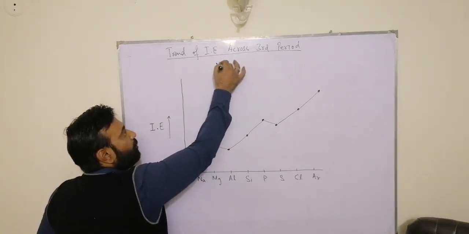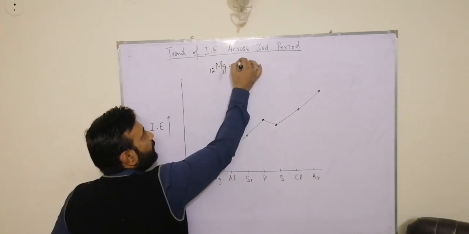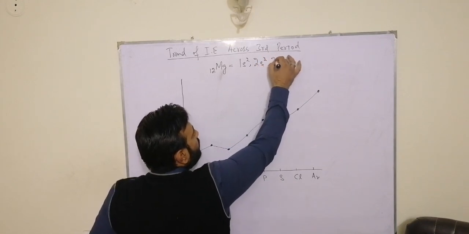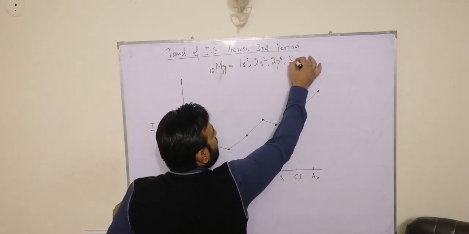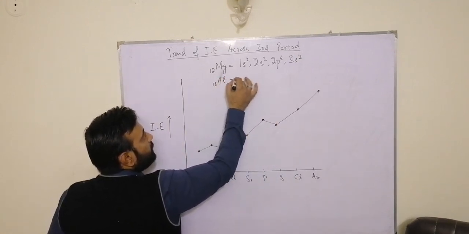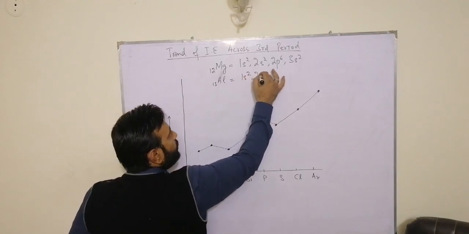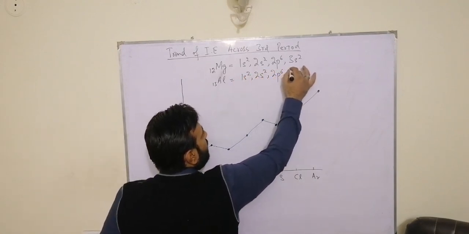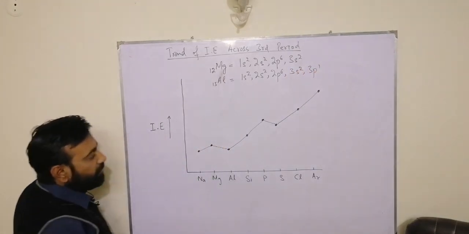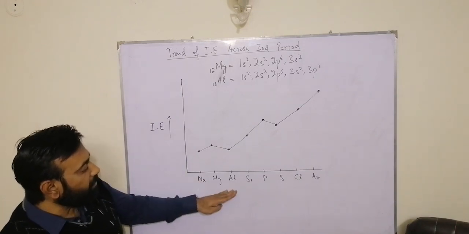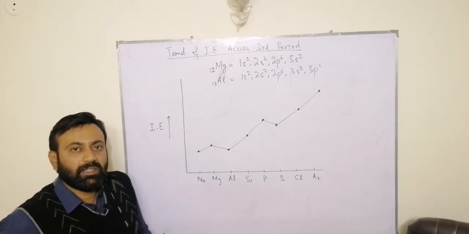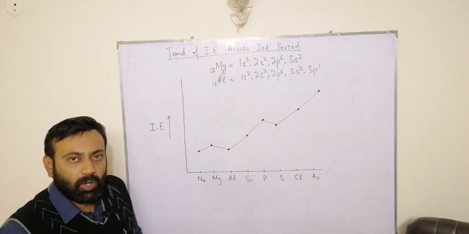The proton number of magnesium is 12, and its electronic configuration is 1s2, 2s2, 2p6 and 3s2. And that of aluminium is 1s2, 2s2, 2p6, 3s2 and 3p1. Now aluminium is after magnesium in the third period of the periodic table, but its ionization energy is not greater than that of magnesium. It is smaller. Why is that?